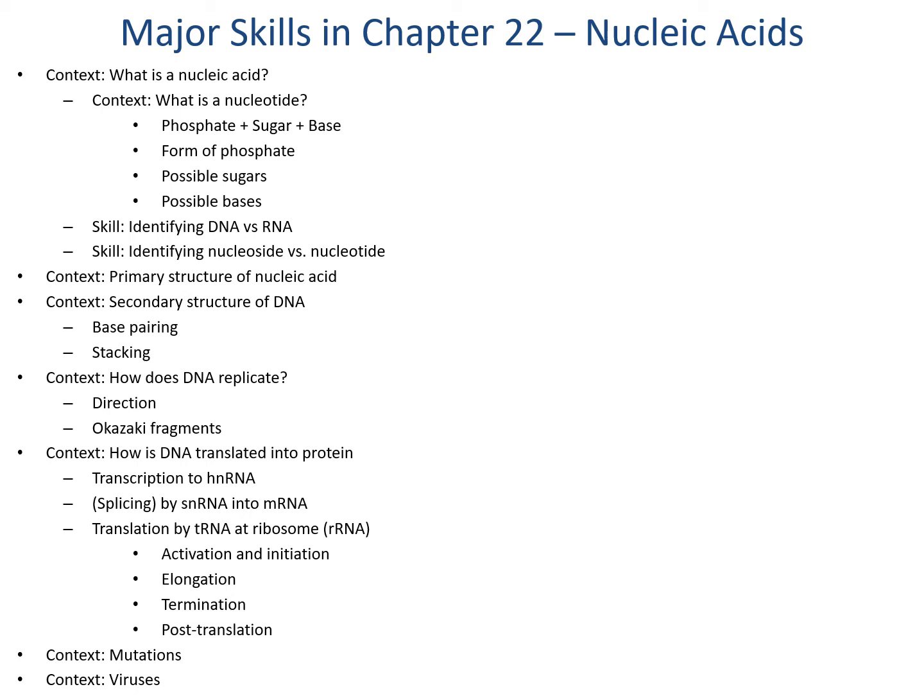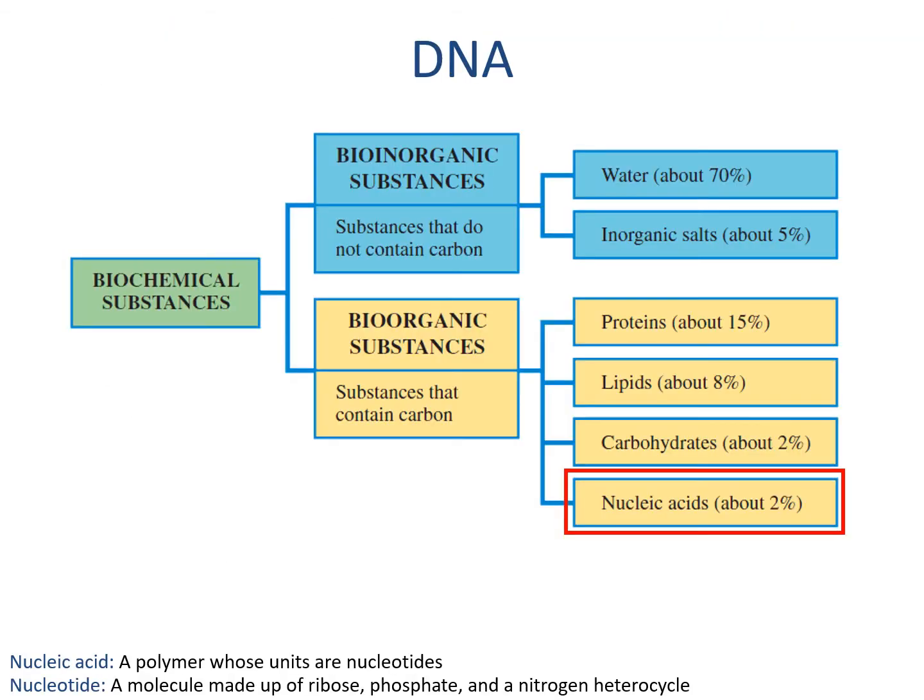In Chapter 22, we're talking about nucleic acids. We'll start out by talking about what makes a nucleic acid and being able to identify the differences between DNA and RNA. We'll then move on to talking about primary and secondary structure in nucleic acids, and then we'll talk about how DNA is replicated and how DNA is eventually translated into protein. We'll also talk about things that can go wrong with DNA, like mutations and viruses.